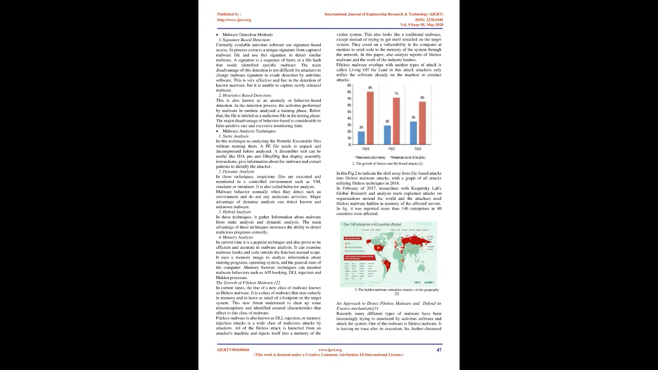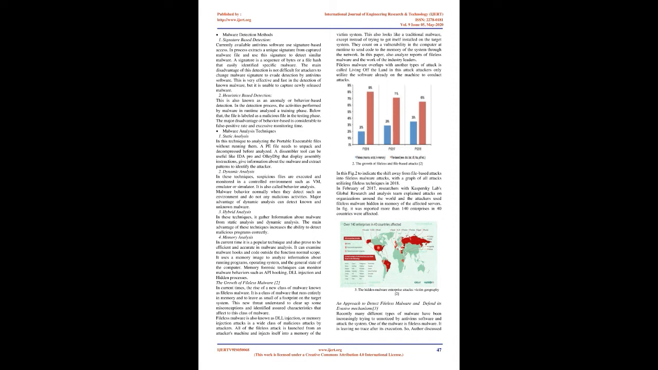4. Memory analysis. At present it is a popular technique and has also proved to be efficient and accurate in malware analysis. It can examine malware hooks and code outside the function's normal scope. It uses a memory image to analyze information about running programs, the operating system, and the general state of the computer. Memory forensic techniques can monitor malware behaviors such as API hooking, DLL injection, and hidden processes.